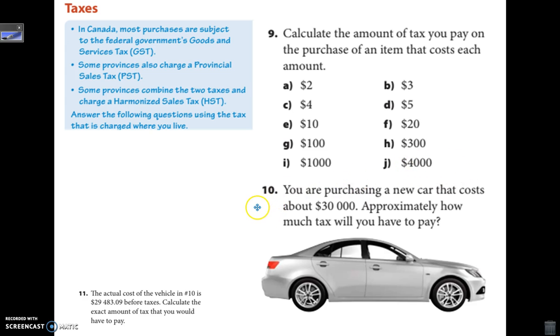Question 10, if you're purchasing a new car that costs approximately $30,000, if you could take a guess, how much tax would you have to pay? If the actual cost was $29,483.09 before taxes, calculate the exact amount of tax you'd have to pay. So multiply that by 0.15. You'd be able to figure that out.